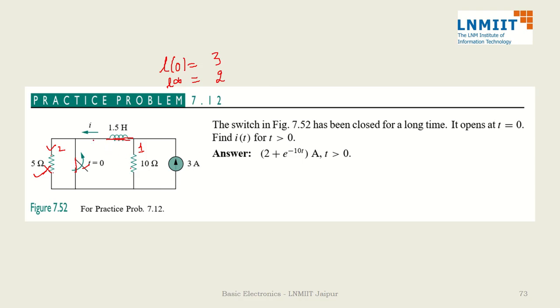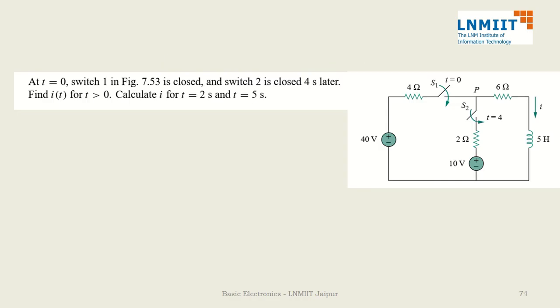Now when I talk about the effective resistance across this inductor by opening this independent source, that comes out to be 15. So L by R is 1.5 by 15, that is 1 by 10. So I get the equation: I final plus (I initial minus I final) e raised to power minus 10t. So that is how you get the expression. Other circuits also similarly we can handle.